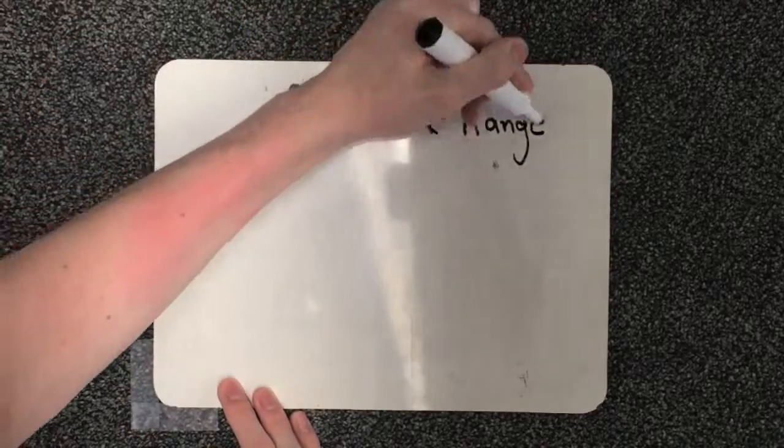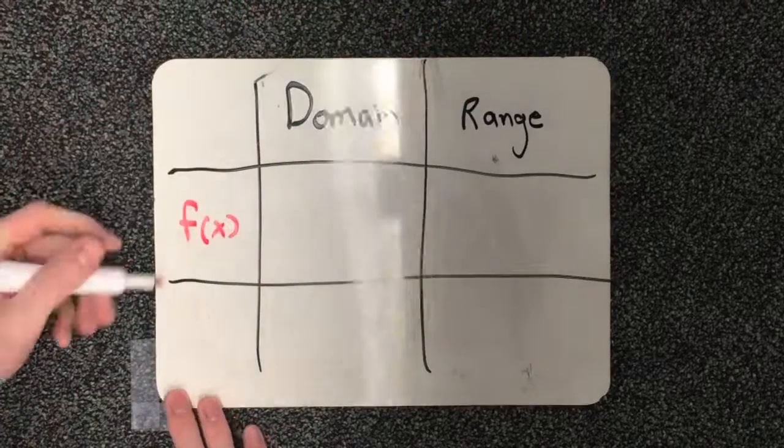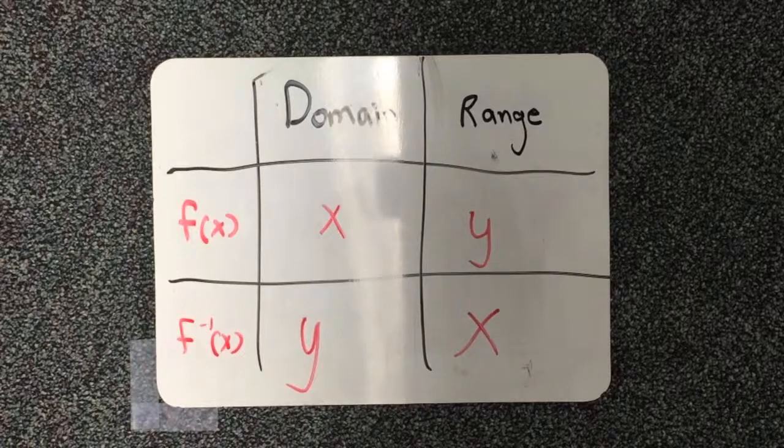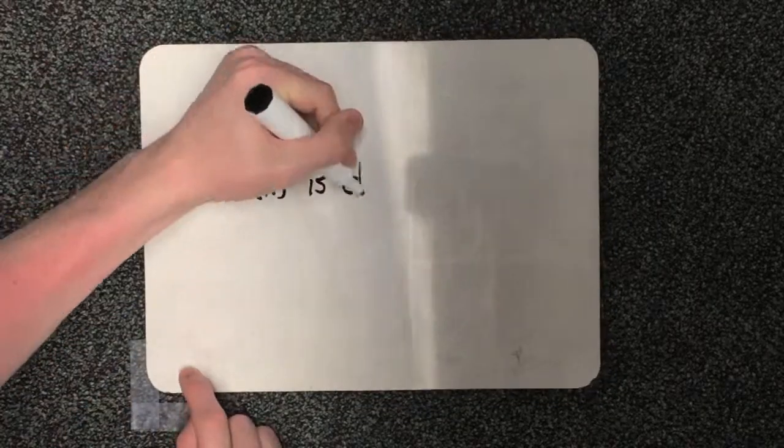f of x has domain x and range y. The inverse of f of x has domain y and range x, making them opposites.